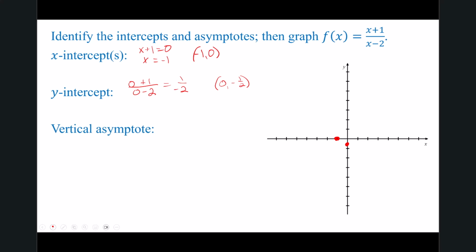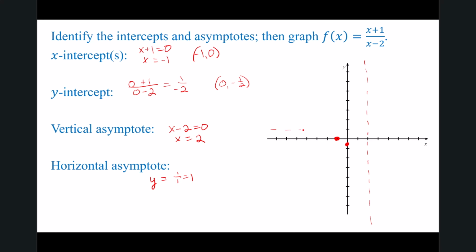The vertical asymptote is where the denominator equals 0, so where x minus 2 equals 0, or x equals 2. So the vertical asymptote at x equals 2, and let's draw that asymptote. And then the horizontal asymptote, if we look at the degree of the numerator and denominator, the numerator has degree 1, the denominator has degree 1. They are the same. So we look at the leading coefficients, which is 1 over 1. So y equals 1 is our horizontal asymptote.